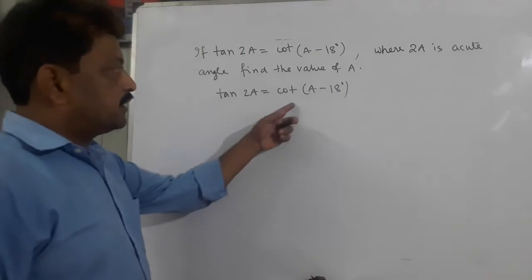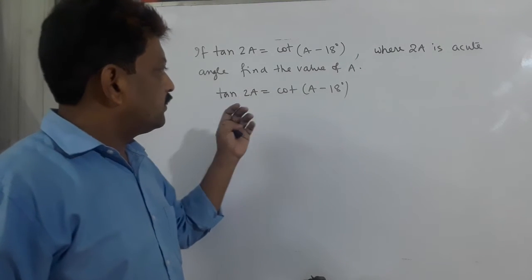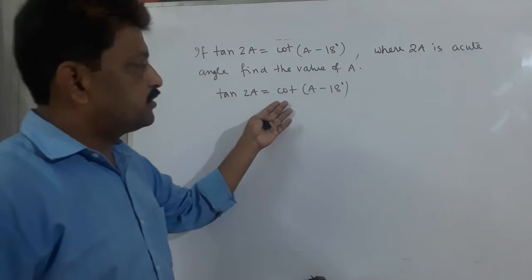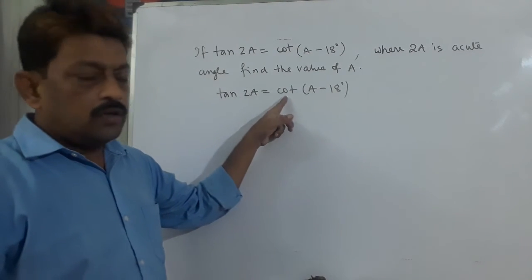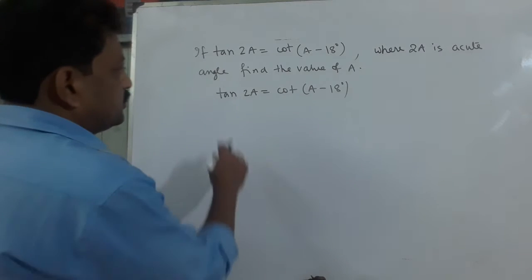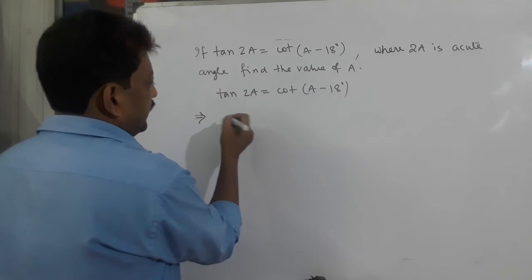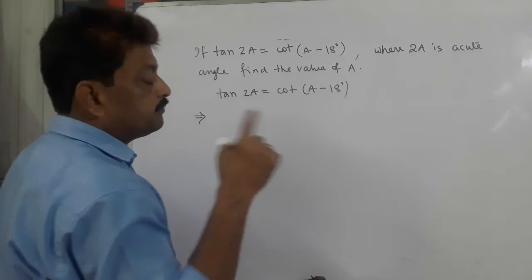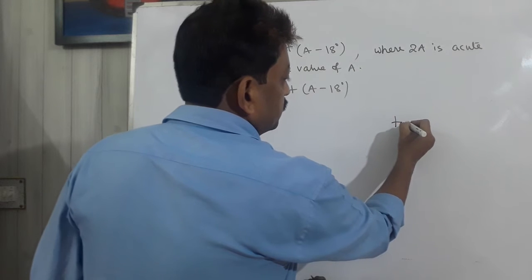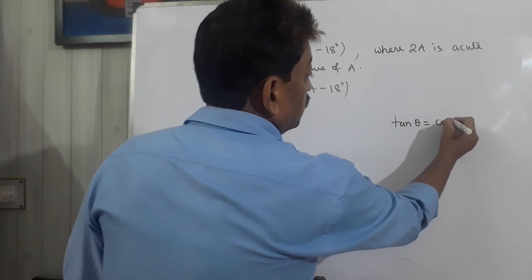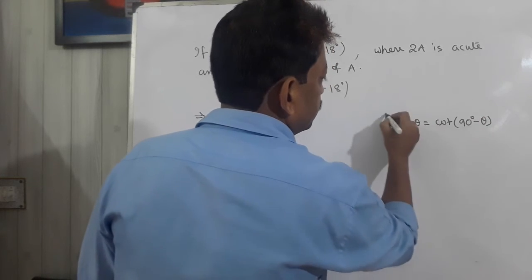First of all, we have to make the trigonometric ratio of the left hand side and right hand side the same. Here it is tan and here it is cot. So we have to make it same. I am changing this one, tan 2a. We all know that tan theta can be written as cot 90 degrees minus theta.